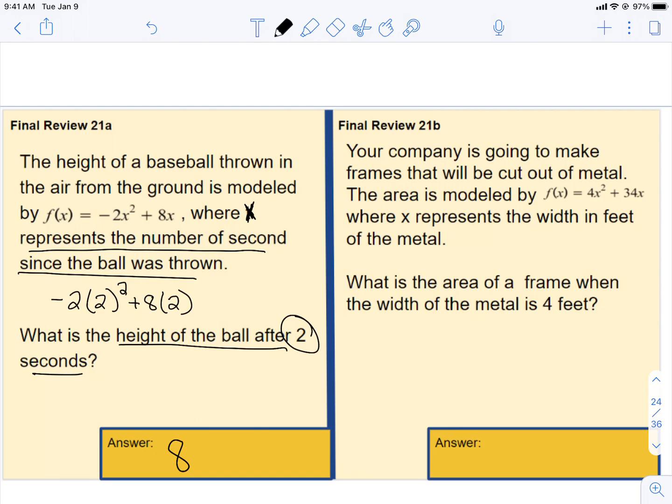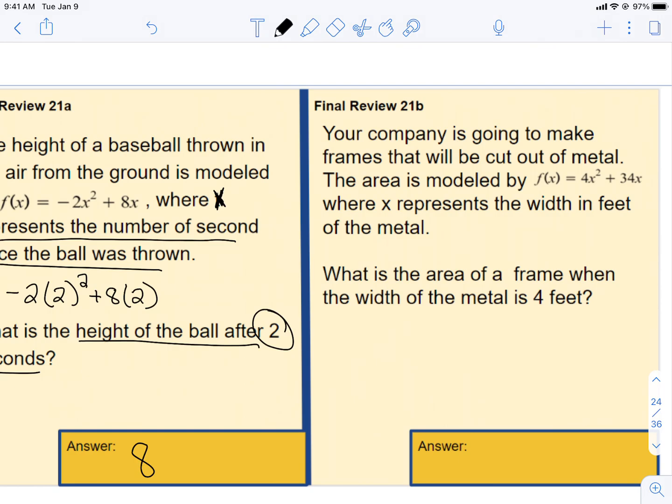Okay, so 21b. Your company is going to make frames that will be cut out of metal. The area is modeled by f of x equals 4x squared plus 34x, where x represents the width in feet of the metal. What is the area of the frame when the width of the metal is 4 feet? So again, x represents the width in feet of the metal. We want to know when the width is 4 feet. So we're going to, again, plug it in. So I'm going to replace x with the number 4. I have 4 times 4 squared plus 34 times 4.